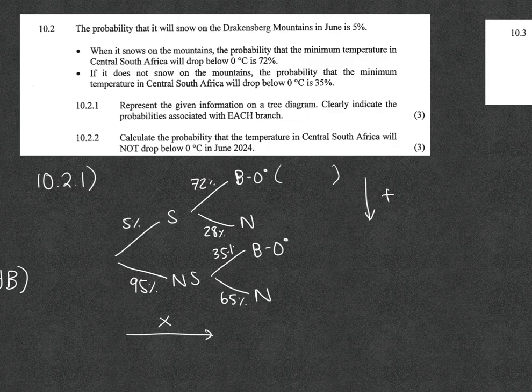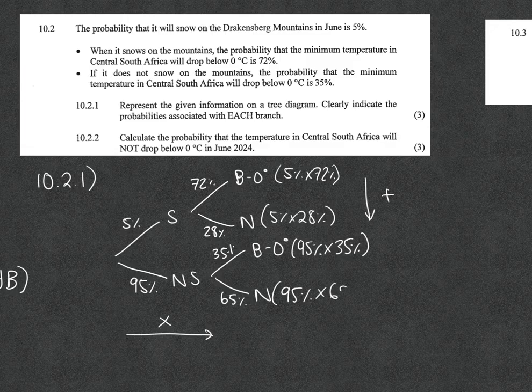So I'm going to put that in just so that you guys can see. It is 5% times 72%. This one over here is 5% times 28%. This one is 95% times 35%. This one is 95% times 65%, and we can give those probabilities now. So equals, equals, equals, equals. Let's just rub this out quickly. Okay, and I'll do it on the side here. So these we plus if we're looking for probabilities.